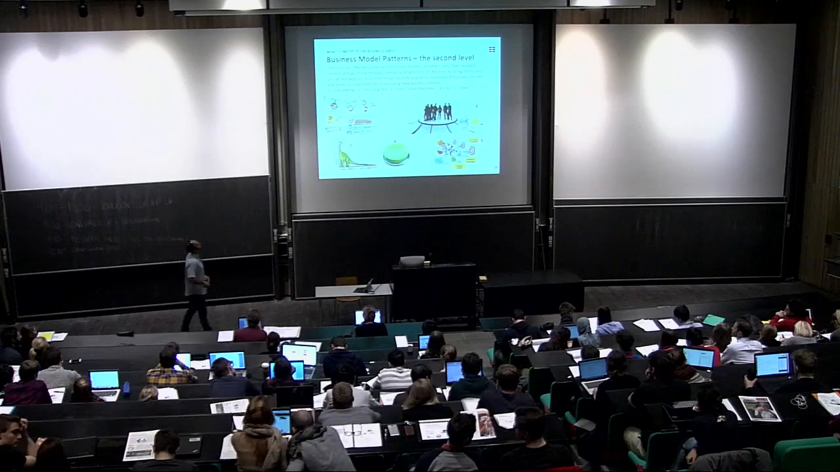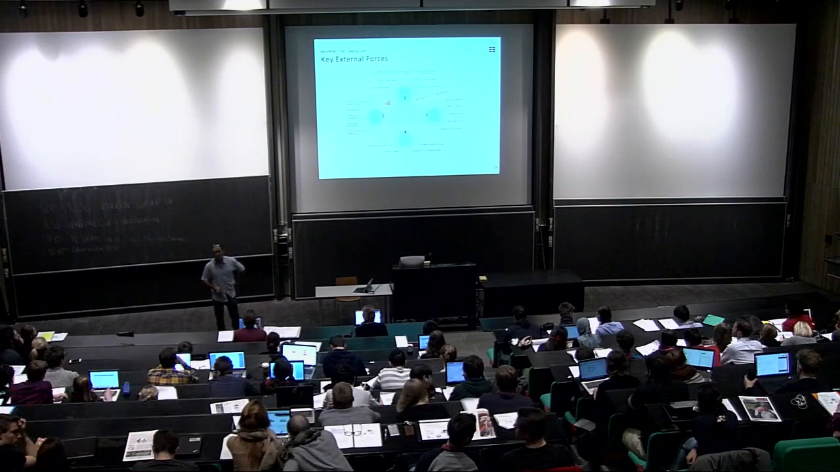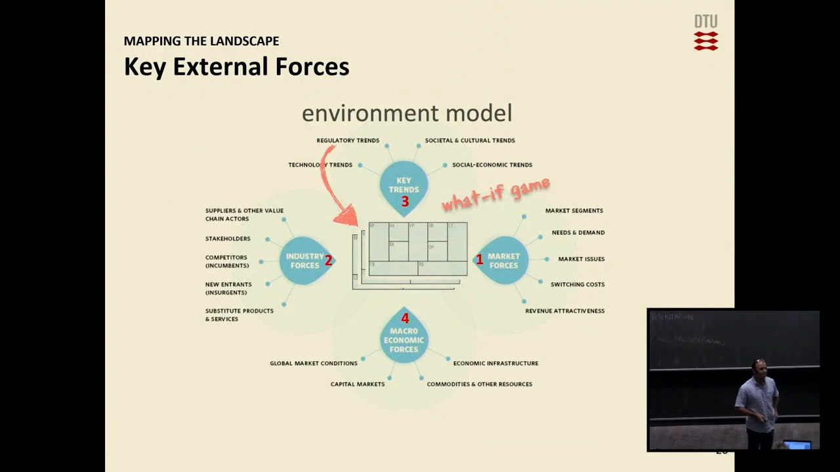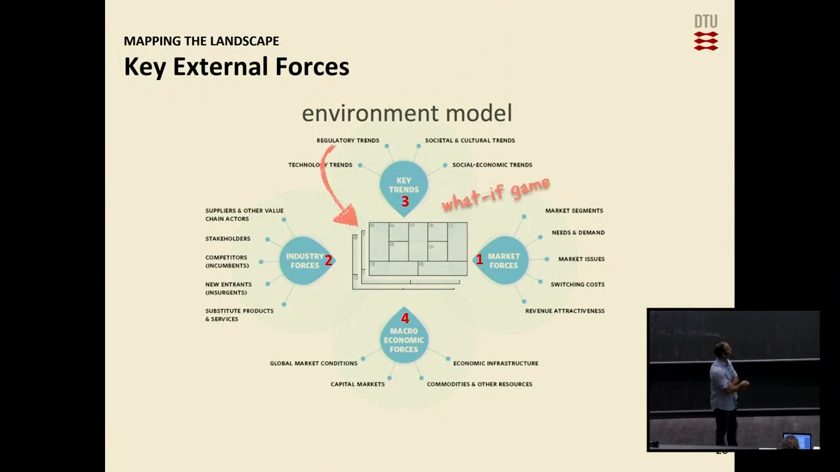So, a business model doesn't exist in a vacuum. There's something around it. There are market forces, industry forces, trends going on, and also macroeconomic forces, the big things. Oh, we're going to have a war soon, so something's going to happen. Oh, we're going to have a new president who seems to align with one of our old dictators in Europe.